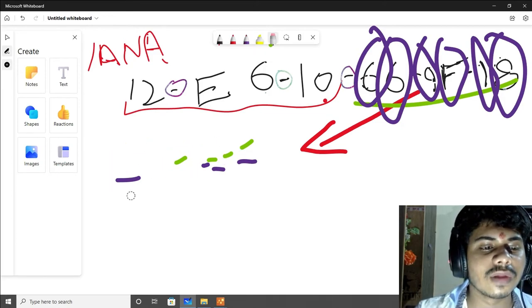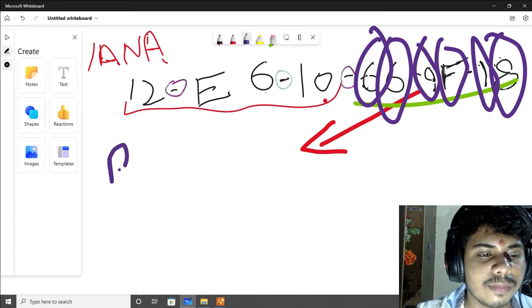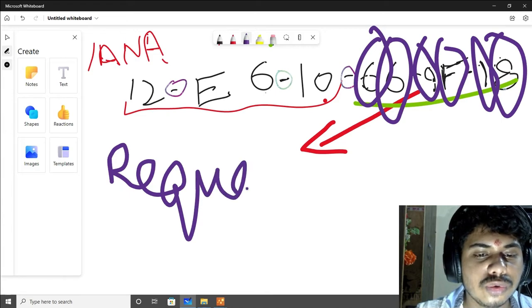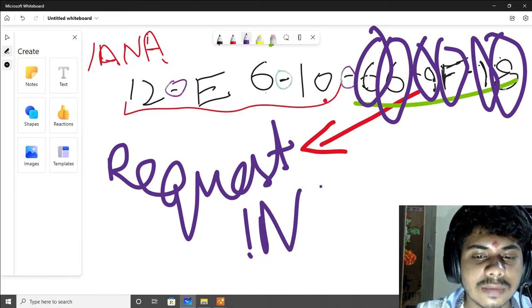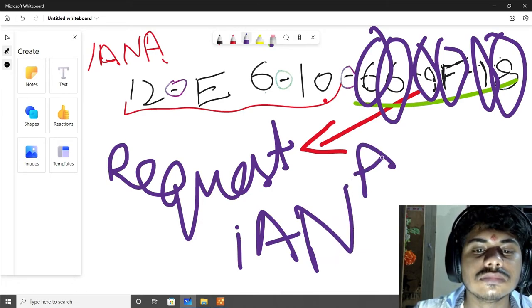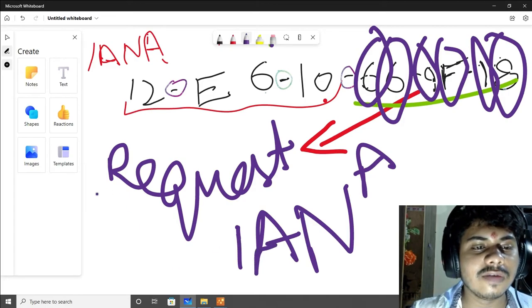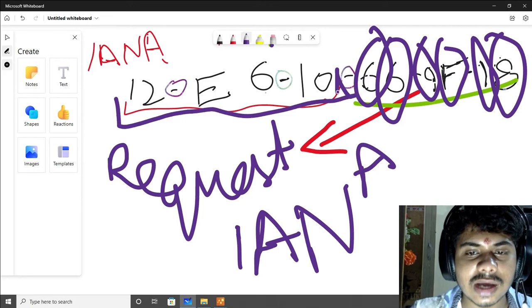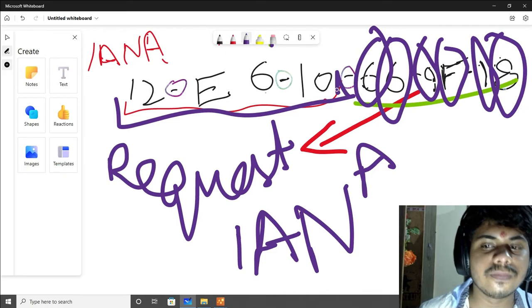In that scenario, what will the company do? The company will make a request to whom? To IANA. Oh, my spelling is wrong, so this happens a lot of times. So now the company will request IANA, and IANA will give a unique address again, and now the whole process goes the same as I showed you.